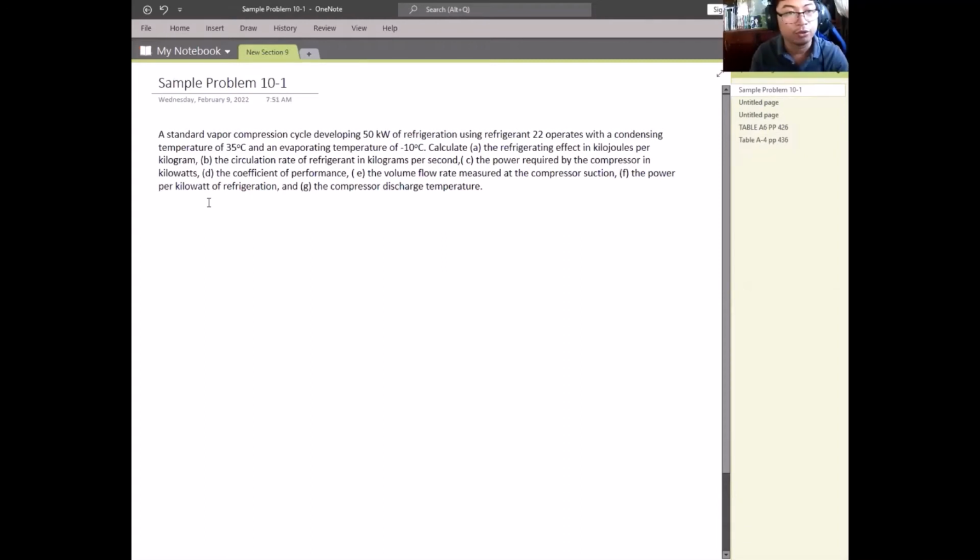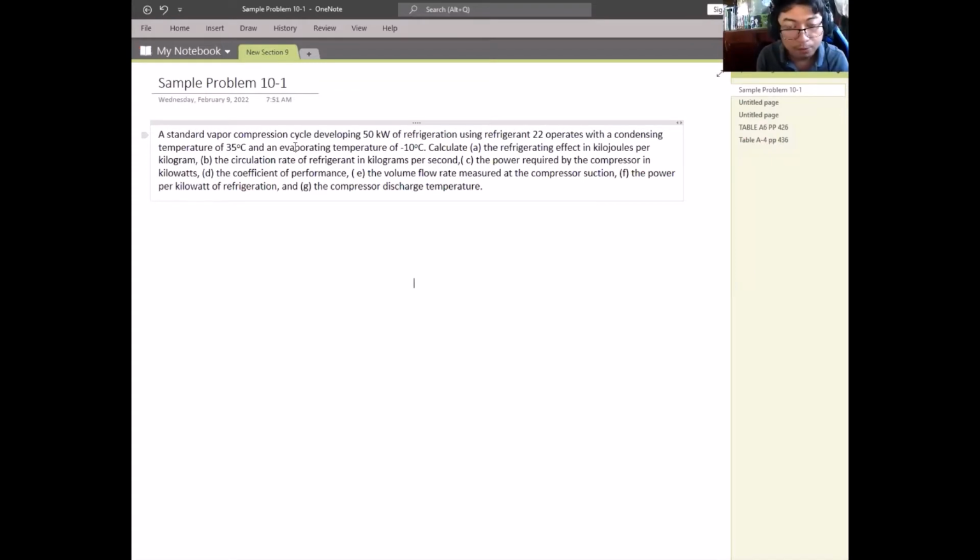Okay, let me read to you. A standard vapor compression cycle developing 50 kilowatts of refrigeration using refrigerant 22 operates with a condensing temperature of 35 degrees Celsius and an evaporating temperature of negative 10 degrees Celsius. So first things first for our solution.